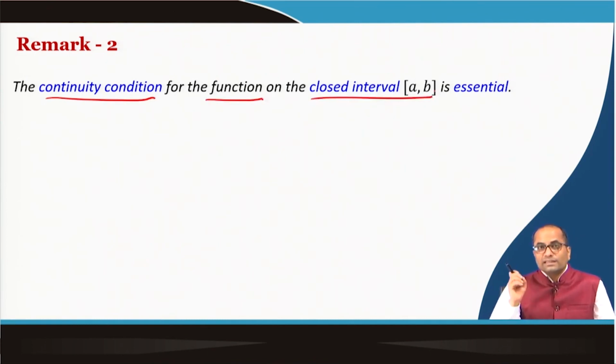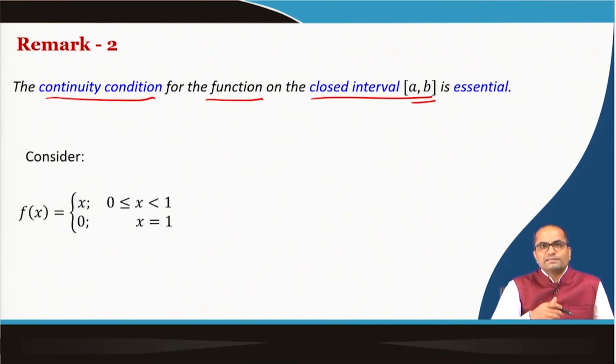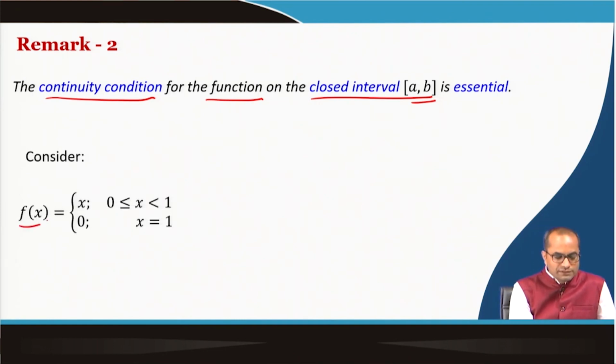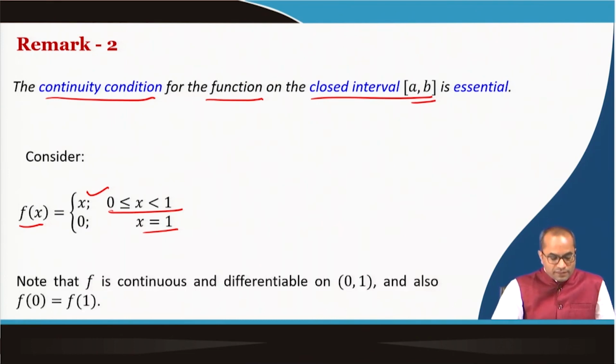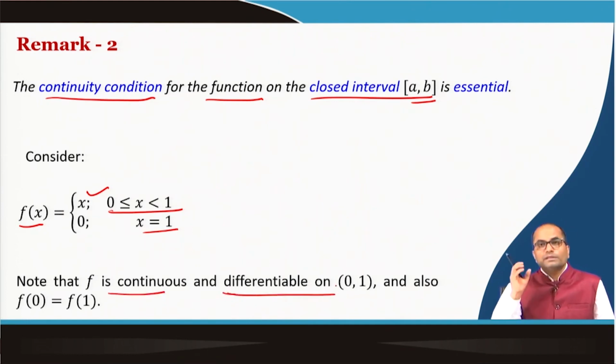Remark 2: the continuity condition for the function on the closed interval is essential. So, this continuity we have taken on the closed interval and differentiability in the open interval. This closed interval is very important because one can easily construct a function. For instance, here that function is x in the interval 0 to 1, and then at x equal to 1 we have defined it as 0. That means f is continuous and differentiable on the open interval.